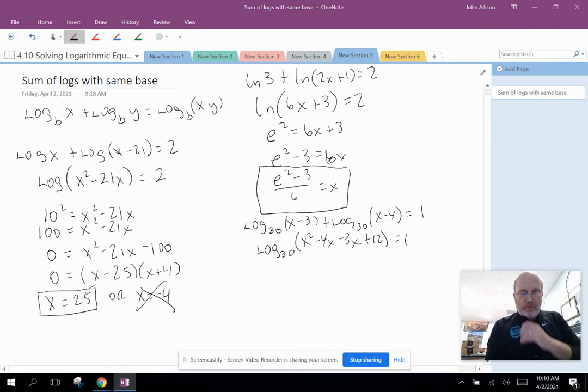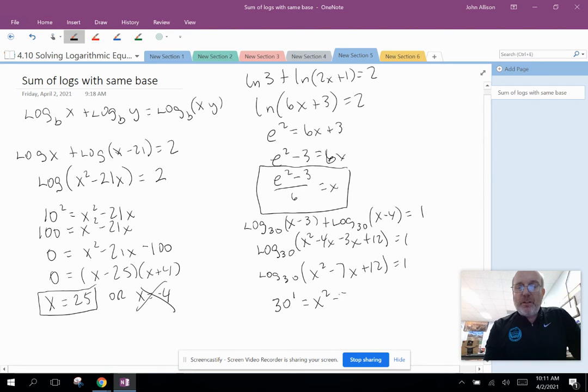It still equals 1. Let's go ahead and clean that up. Get log base 30, x squared minus 7x plus 12 equals 1. Now I'm in the logarithmic form. I can convert to exponential form. I get 30 to the first power equals x squared minus 7x plus 12.